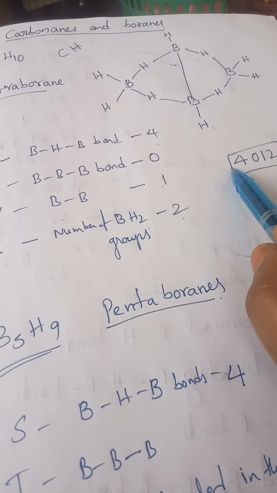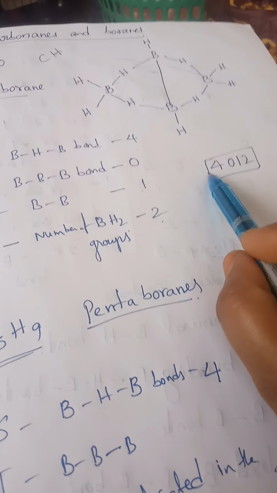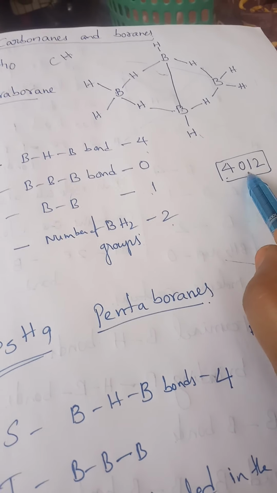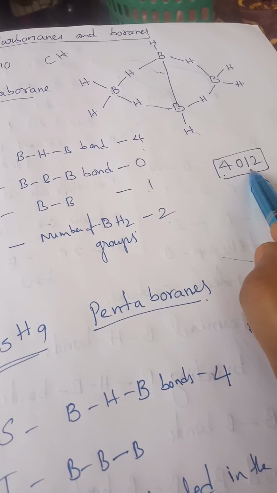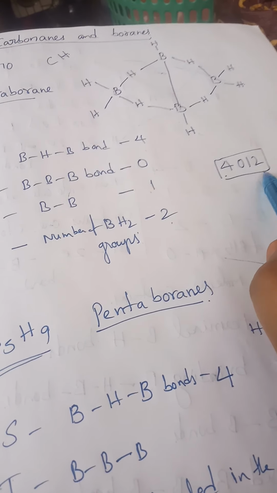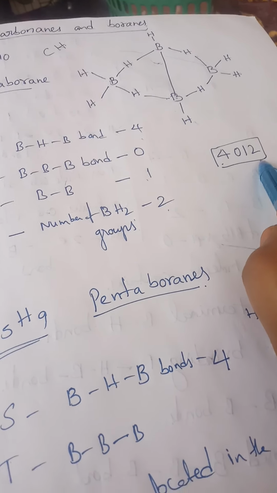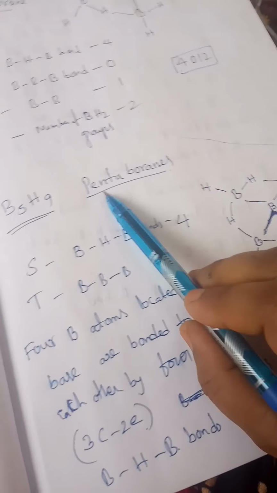So the first digit indicates BHB, the second indicates BBB bonds, the third digit indicates BB bonds, and the fourth digit indicates the number of BH2 groups. The next borane is pentaborane.